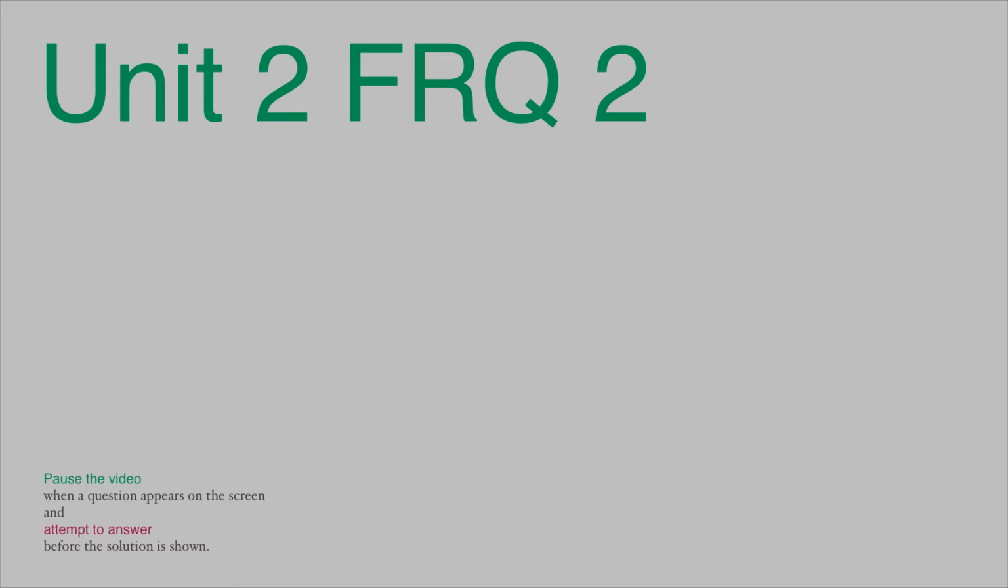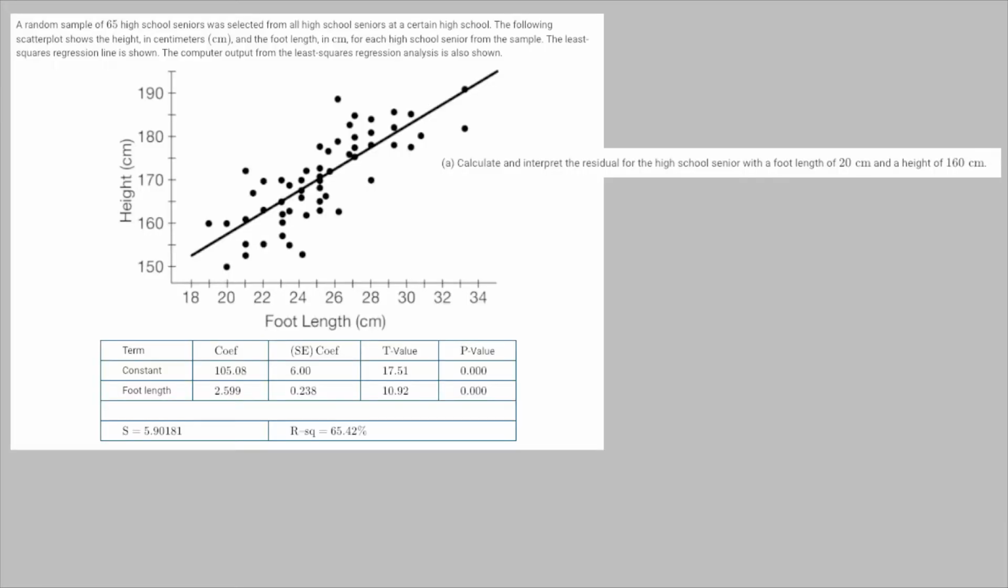Here are the answers to Unit 2 for response question number 2. As usual, do these two things. All right, first one gives you a scatter plot predicting height from someone's foot length and gives you regression output. You need to learn how to interpret the values on this table, and it says calculate and interpret the residual for a high school senior with a foot length of 20 centimeters and a height of 160 centimeters.